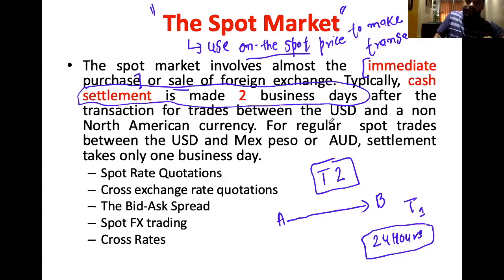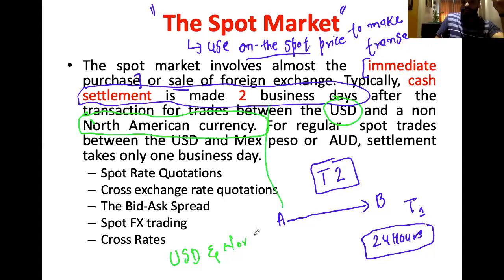But these 2 days apply between USD and any currencies that are non-North American. Non-North American means, of course, not Mexico. That's just like a dimension. If something is not the Mexican peso and US, that means settlement will take 2 days. All right. Whatever country comes under North American currencies.